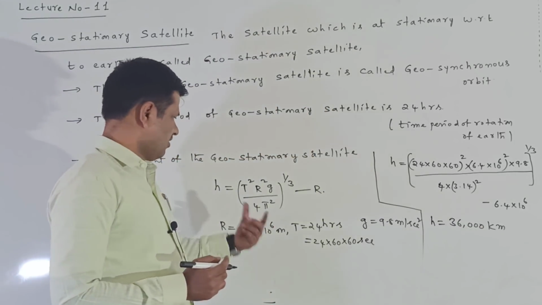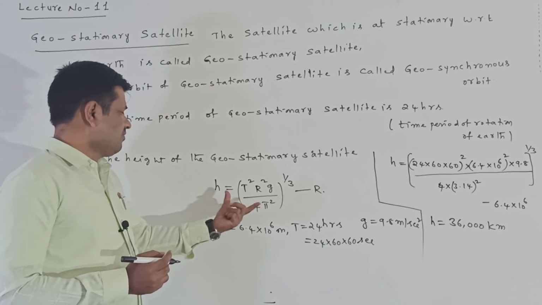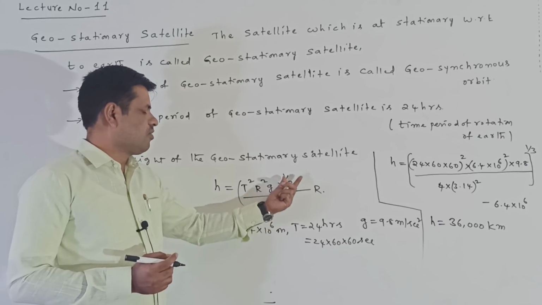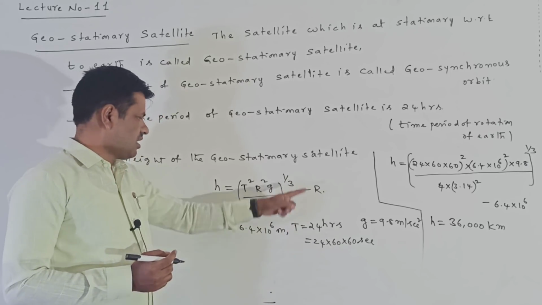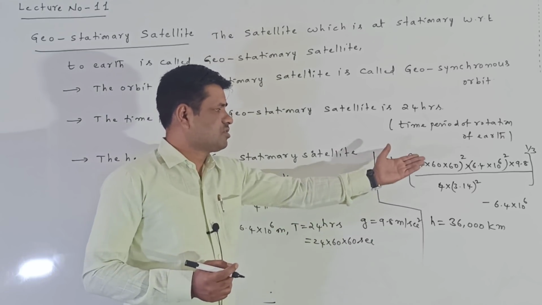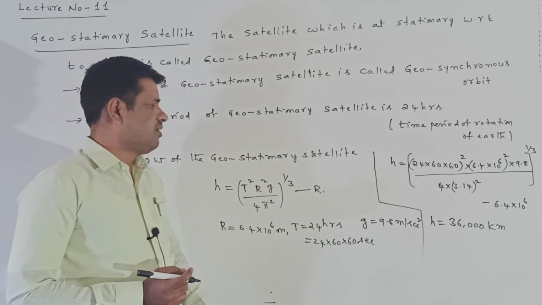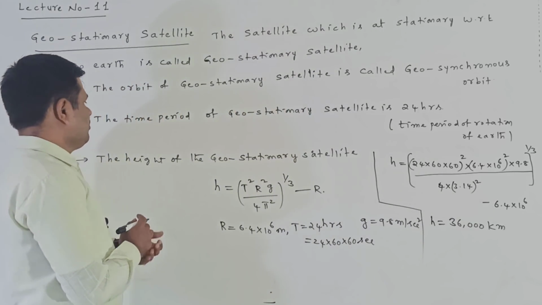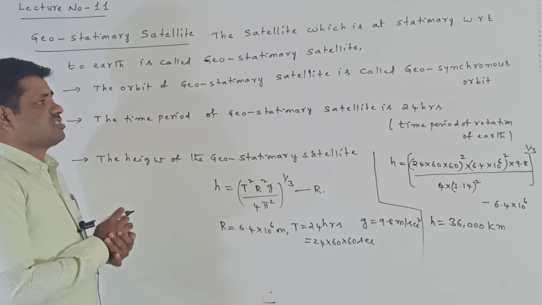We are finding this using the formula for the height of the satellite: H is equal to (T square R square G by 4 pi square) whole power of 1 by 3, minus R. When we substitute all these values and calculate, we get 36,000 kilometers. Now this is what we call a geostationary satellite.